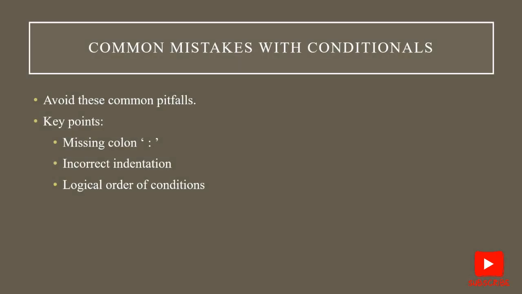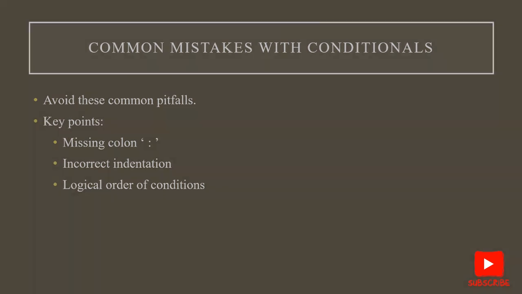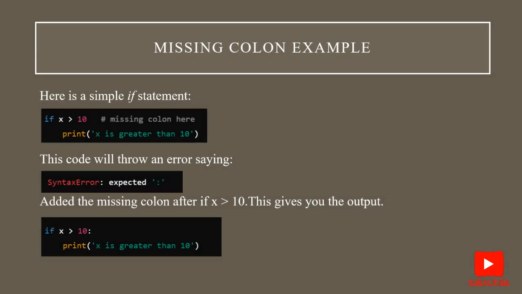Here are some of the common mistakes that we make with conditionals. So first up we have the missing colon error. In Python, a colon is mandatory after certain statements like if, else, elif and loops such as for and while. If you forget to add the colon, Python won't understand where the code block begins and you'll get a syntax error. So let me show you an example. Why does this happen? Because the colon is missing after if x greater than 10. To fix this, all you need to do is add the colon like this. It's a simple fix but very easy to miss.